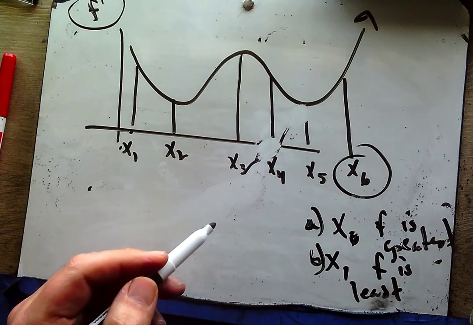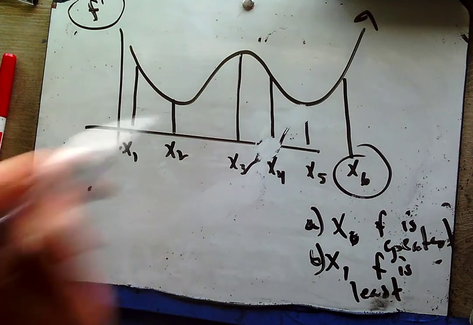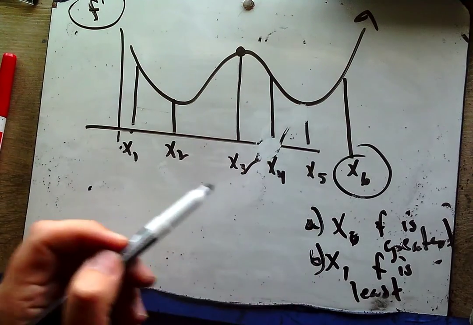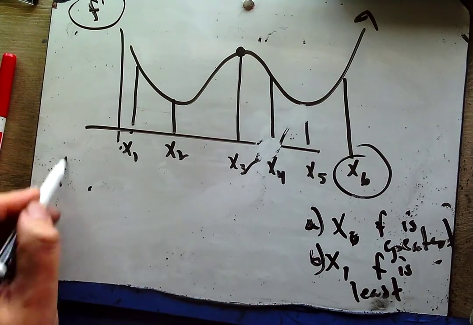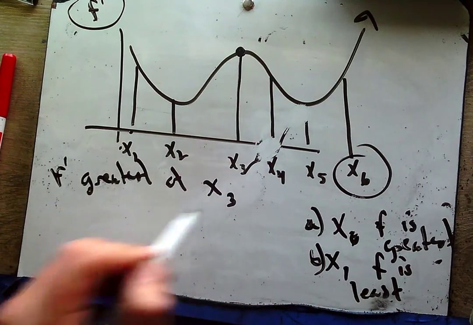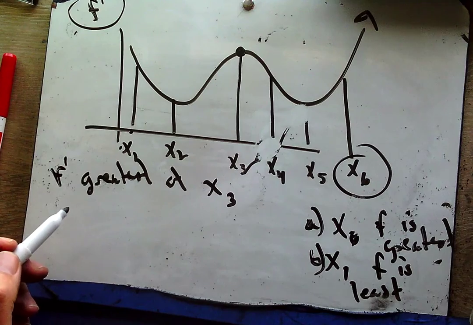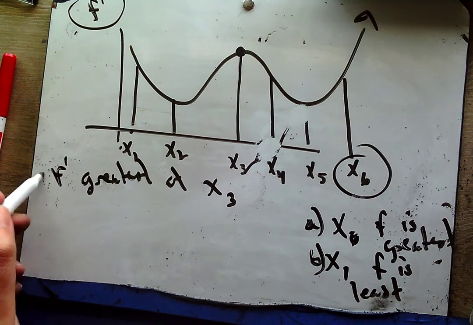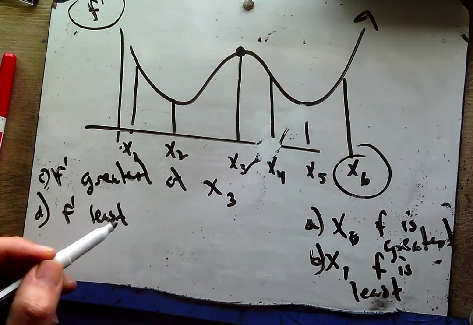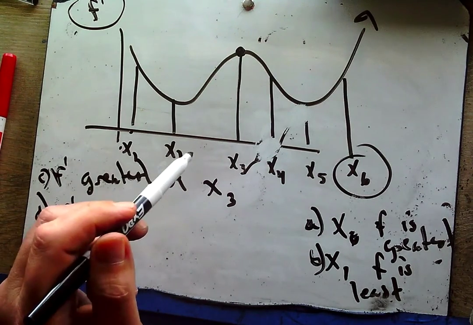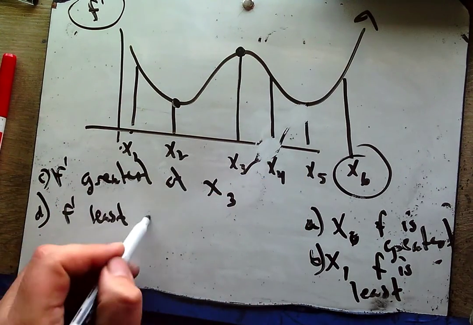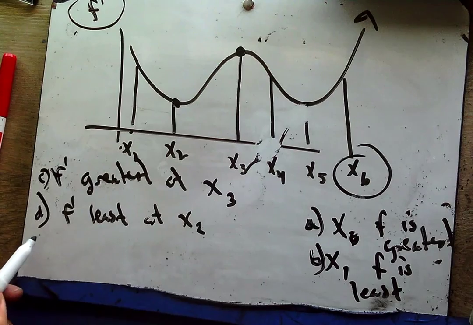C. Where is f prime greatest? Well, this is an f prime graph, and that's the highest y value named at one of these points. So f prime is greatest at x sub 3. And f prime least, D, where's the lowest point? f prime the least is going to be the lowest y value. And that appears to be, this one appears to be lower than that at x sub 2.